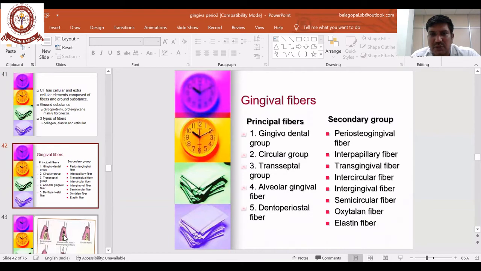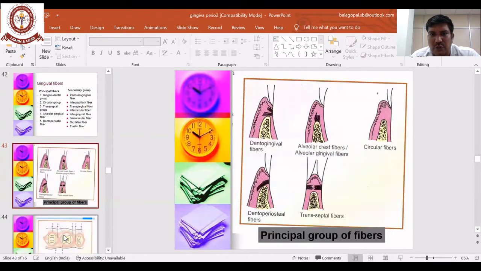These are the principal and secondary gingival fibers. We should not confuse the gingival fibers with the periodontal fibers. Gingival fibers are a part of the connective tissue of the gingiva. Periodontal fibers are the attachment of the periodontium to the alveolar bone. So these are the gingival fibers. We have the gingival principal fibers, and we have the gingivo-dental group.